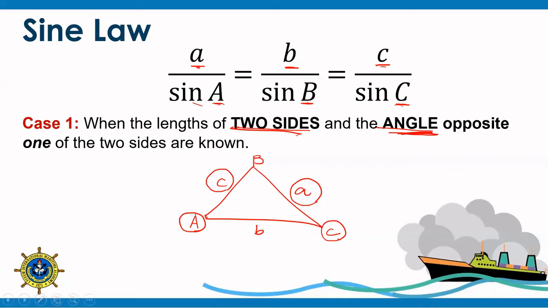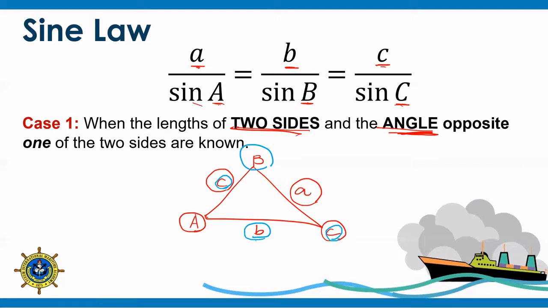Now let me give you another scenario. So let me just change the ink of my slide. Okay, so for instance naman, let's say given ka ng side b at saka side c. So kung given ka ng side b at side c, dapat ang given mo na angle ay pwedeng itong angle B kasi opposite siya ng side b, or pwede rin naman na angle C kasi opposite siya ng side c. Okay, so ganun po yung ginagawa natin na distinction para kung kailan natin gagamitin ang sine law.